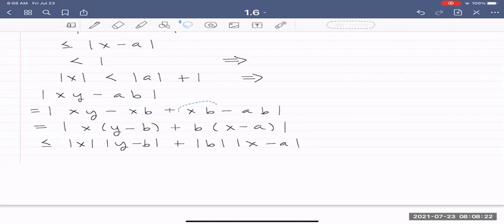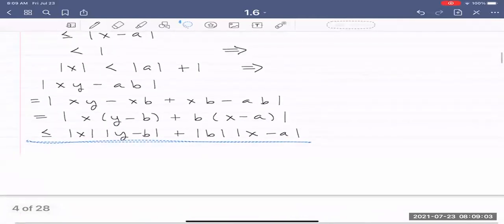Grouping the first two terms and the last two terms and factoring out what's in common. What's in common in these first two terms is x. What's in common in these last two terms is b. Therefore, this is equal to x times the quantity y minus b plus b times the quantity x minus a, all in absolute value. By the triangle inequality, this is less than or equal to the absolute value of x times the absolute value of y minus b plus the absolute value of b times the absolute value of x minus a.